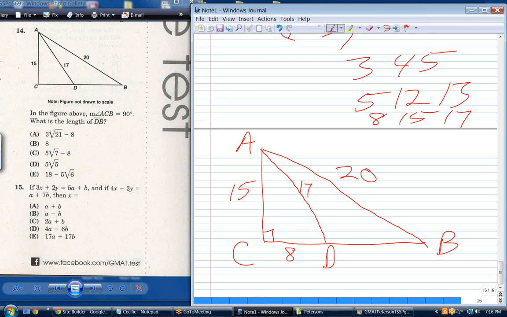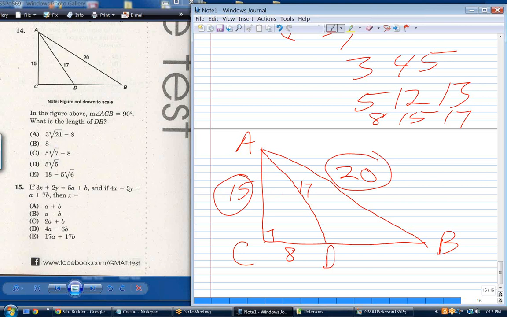Okay? So I guess my point is that if I know this is 8 and I look at my answers, it's quite reasonable. B can't be the right answer. If CD is 8, then CB is certainly not 8. All of my answers have a radical sign in them, which now tells me that there's no way CB is an integer. So that's not a 3, 4, 5 triangle.